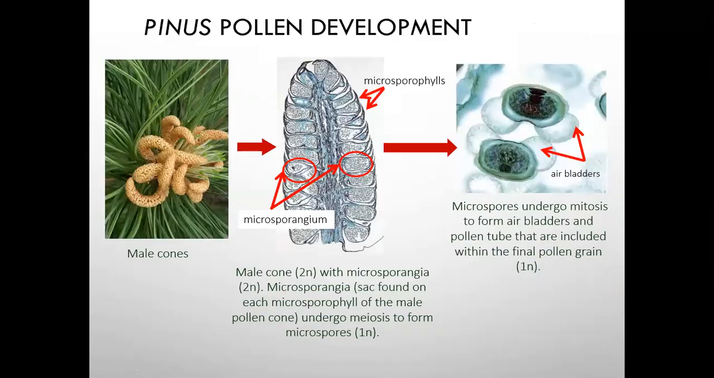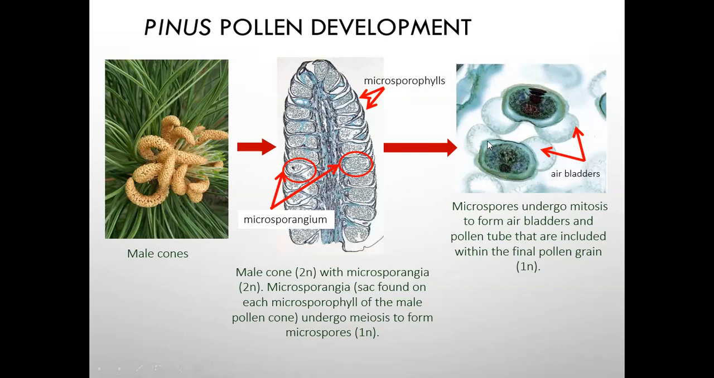So that was primarily the female side of things. Now we're going to look at the male side a little bit. So here are our male cones. You may be familiar with seeing these all over the ground late in the year. So our male cone, which is diploid, will have microsporangia, which are also diploid. The microsporangia will undergo meiosis to produce our microspores. Remember, anytime we're undergoing meiosis, we're going from diploid to haploid. So our microspores are haploid.